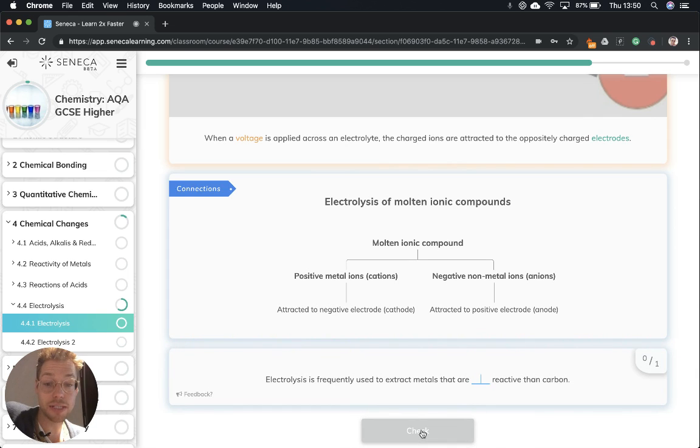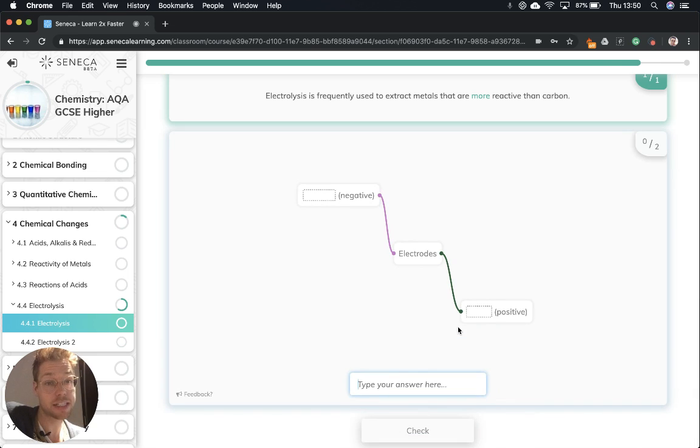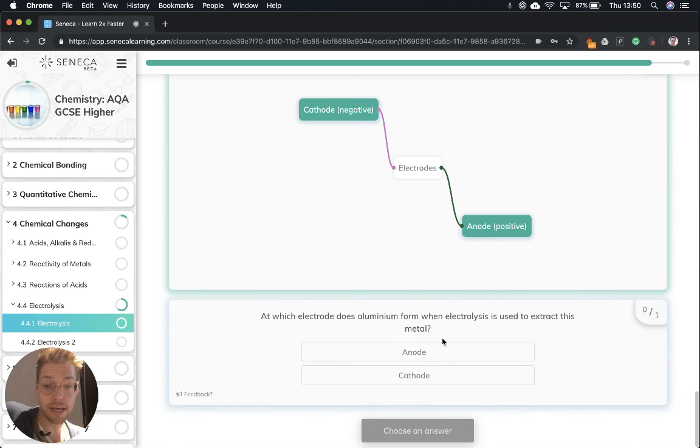And electrolysis, we have to use it for metals that are more reactive than carbon. If it's less reactive, we have to use something like copper. And quickly, what are the names of the different electrodes? The negative electrode, that's going to be the cathode, and the positive one, what was that? The anode. Amazing.